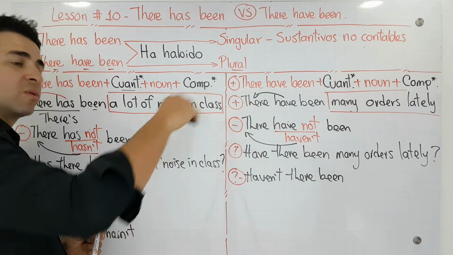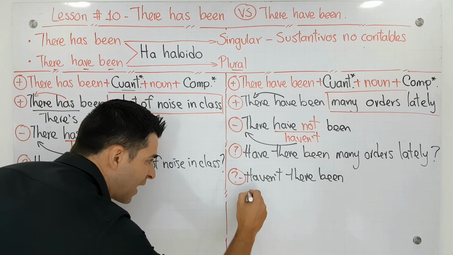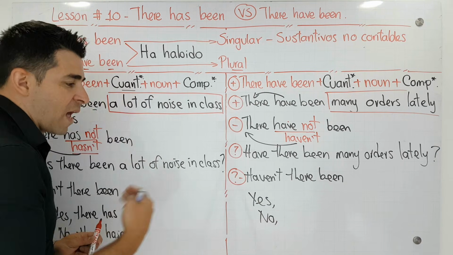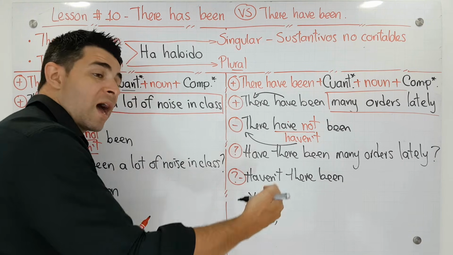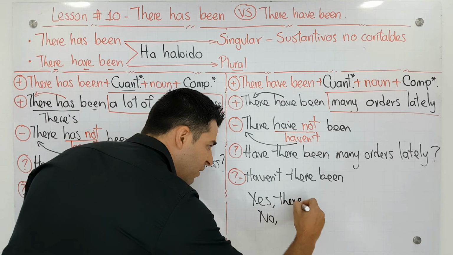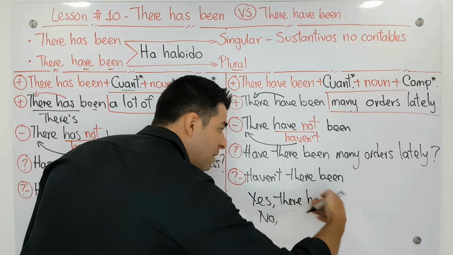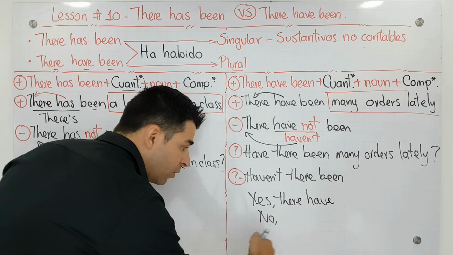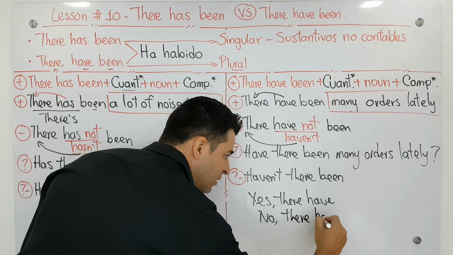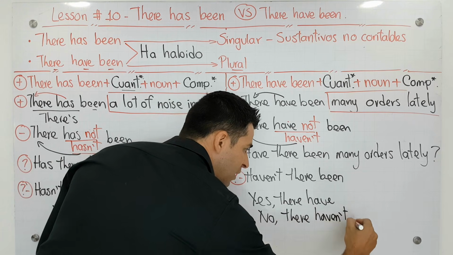Yes, ahí entonces vamos subiendo también el tono de voz. Remember guys, you have two options. You can say yes or no. Those are good answers too. But if you want to add some more, you just have to say yes, there have, or yes, there have been many others lately. I don't know, it's up to you. Oh no, there haven't. Yes, those two options would be correct, guys.